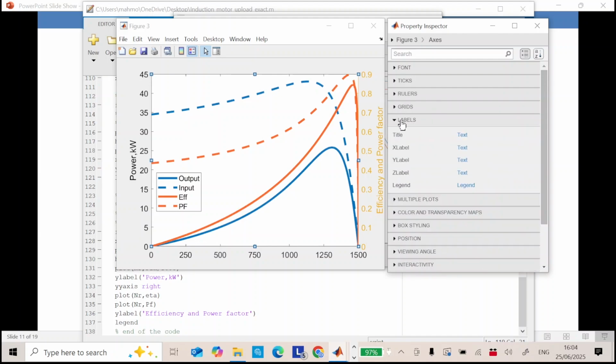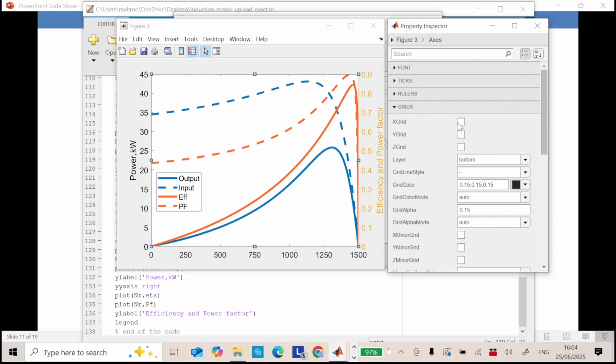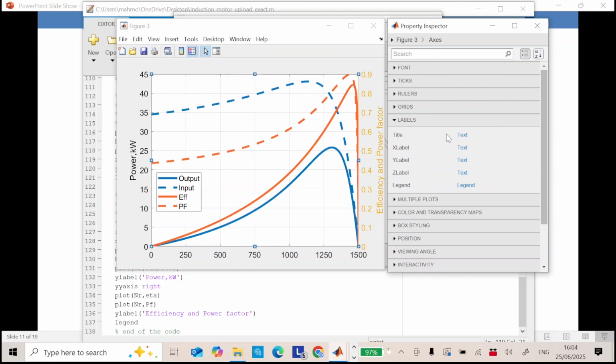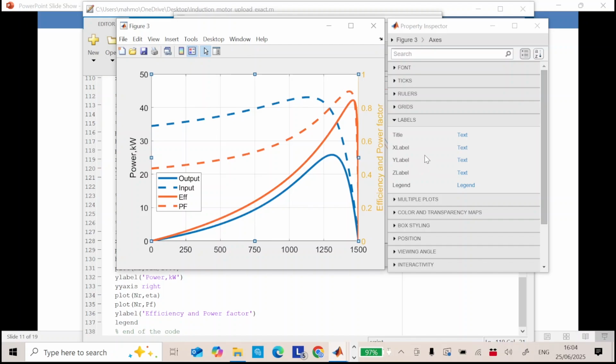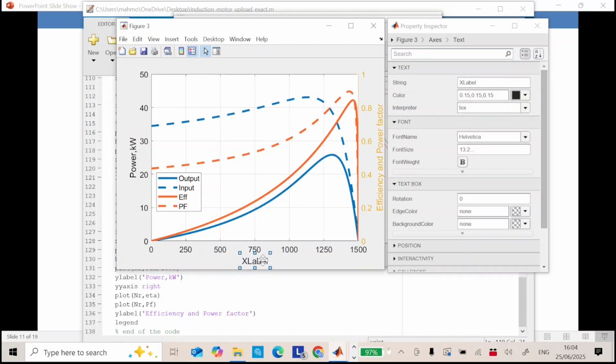But I'm going to the next one, which is the grid. I'm going to enable X grid and Y grid to make my figure clearer and neater. For labels, we don't have an X label, so I'm going to adjust that. Here I'm going to add the X label. That one shows me the X label. I can write here whatever I like. Either you can do it inside the code or do it here. Speed, RPM. Also, you can add a title for your figure.